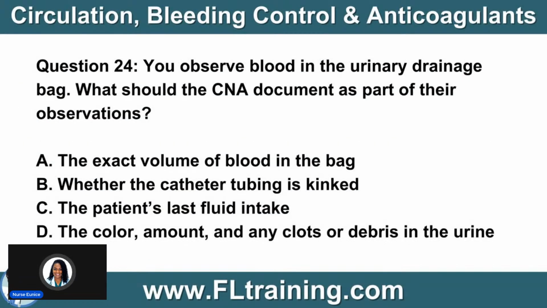All right. So question 24. You observe blood in the urinary drainage bag. What should the CNA document as part of their observations? Is it A, the exact volume of blood in the bag? B, whether the catheter tubing is kinked? C, the patient's last fluid intake? Or D, the color, amount, and any clots or debris in the urine?